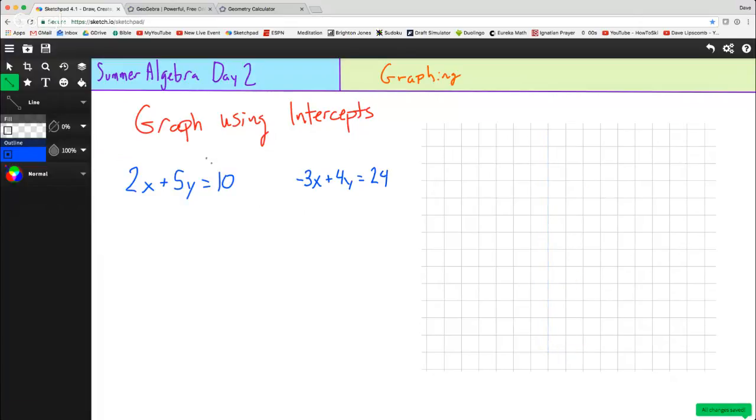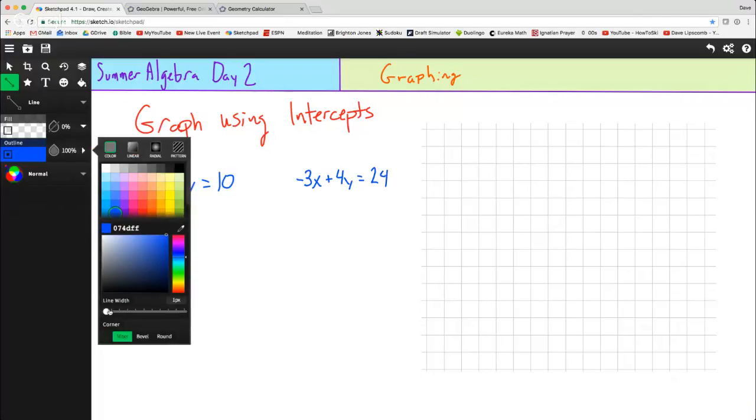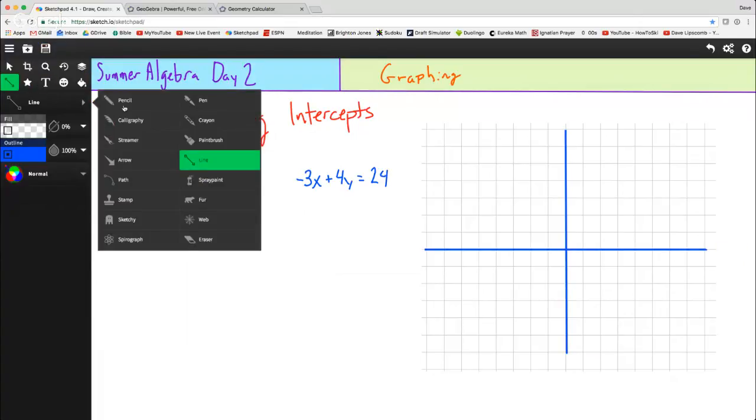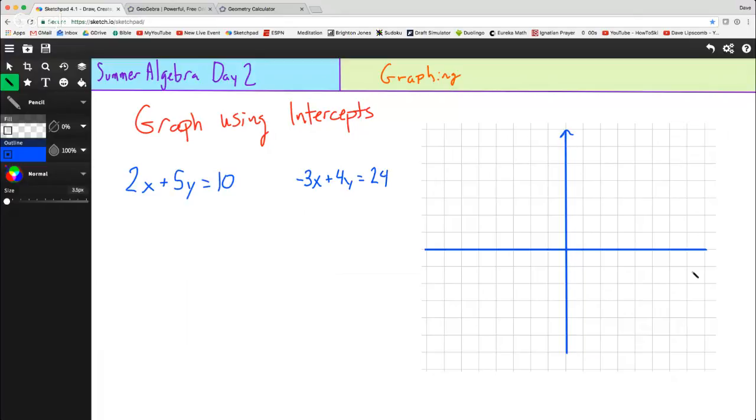Whoops, that's too thin. Let's make that a little thicker. There we go. All right, let's finish off our neat graphing and do our arrows.